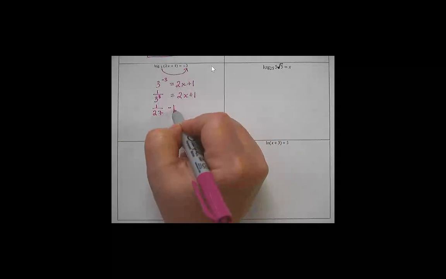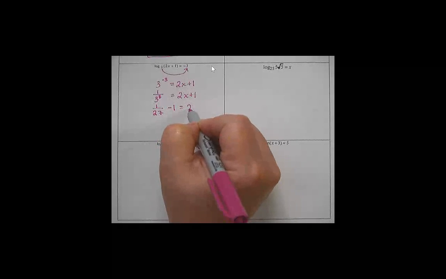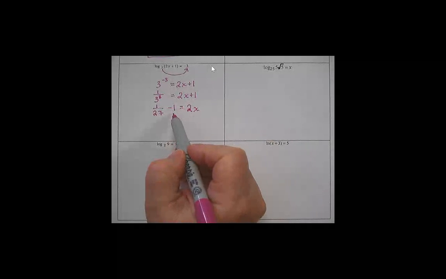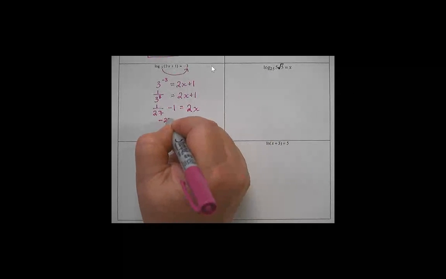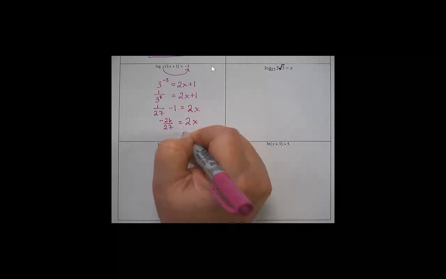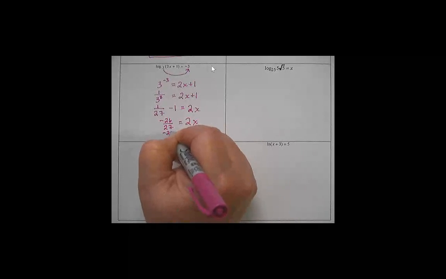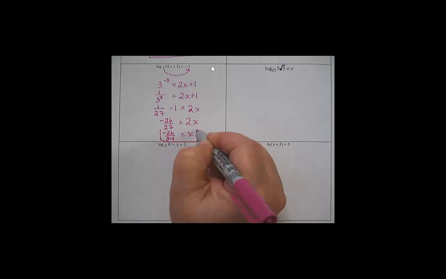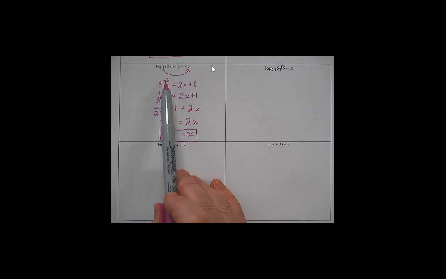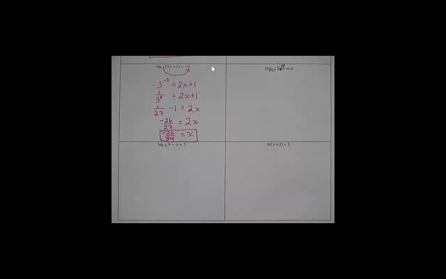Now I'm going to go ahead and subtract 1 from each side. So I could think of 1 as 27 over 27, so that when I do the subtraction, it would be negative 26 over 27. And then when I divide by 2, this would become 54. Now, if you wanted, you could just leave it 3 to the negative third, subtract 1, and divide by 2, and you would get the same answer.